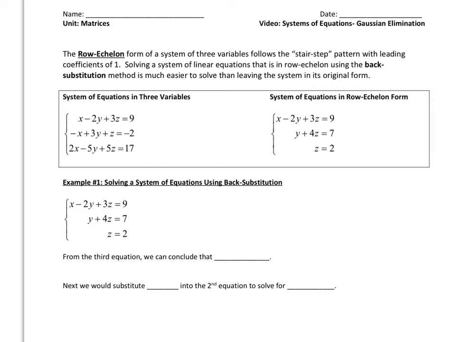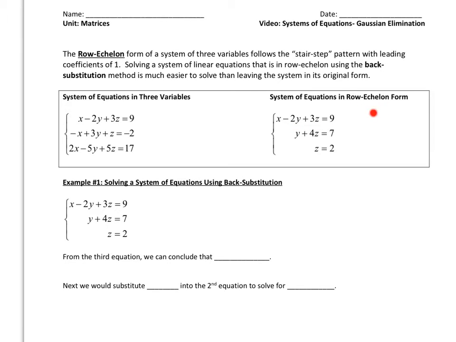Hi everyone, in today's lesson I'm going to show you another method of how to solve systems of equations in three variables. The row echelon form of a system of three variables follows the stair-step pattern with leading coefficients of 1. So this here is the system of equations that you're used to seeing. This is a system of equations in what we call row echelon form.